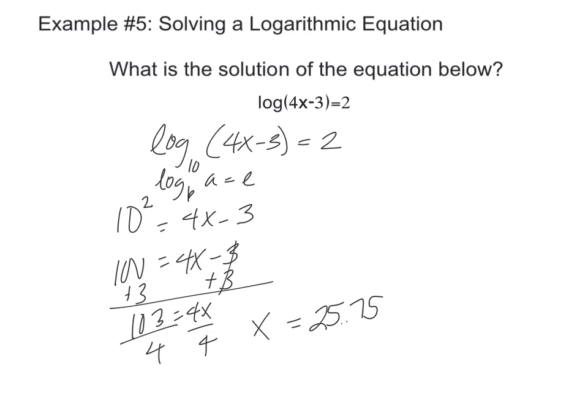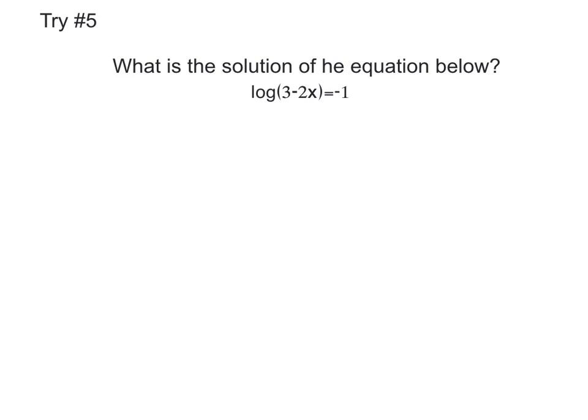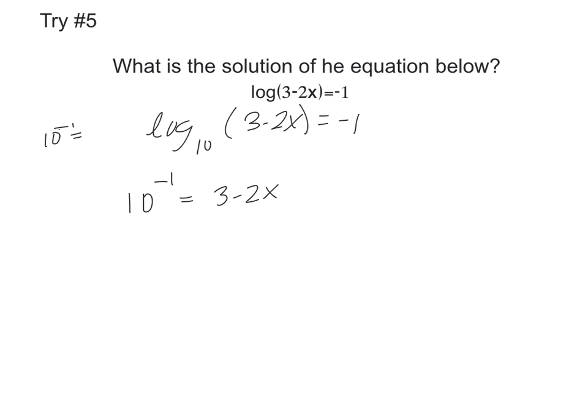All right, let's go ahead and do the try. Again, really this is log base 10 because we don't see a base, so it must be 10, of 3 minus 2x equal to negative 1. So this really becomes, if log is base 10, the exponent is negative 1, and the answer is 3 minus 2x. By the way, 10 to the negative 1 is the same thing as 1/10, which is the same thing as 0.1. So 0.1 is going to be equal to 3 minus 2x.